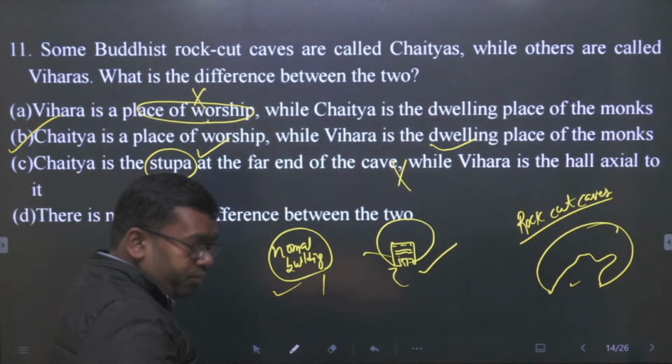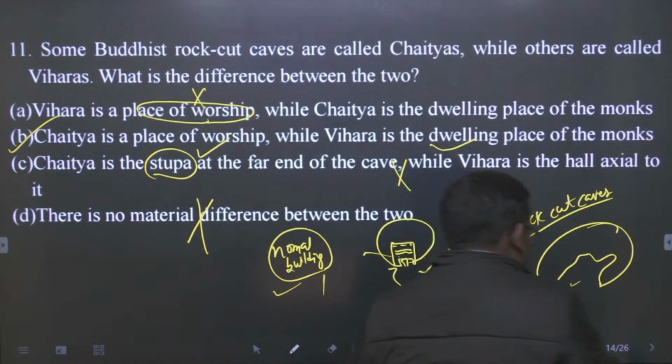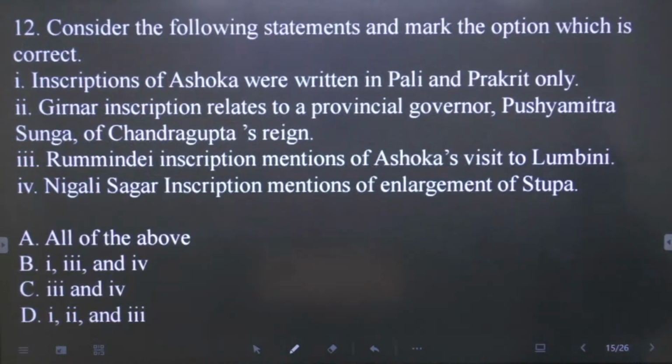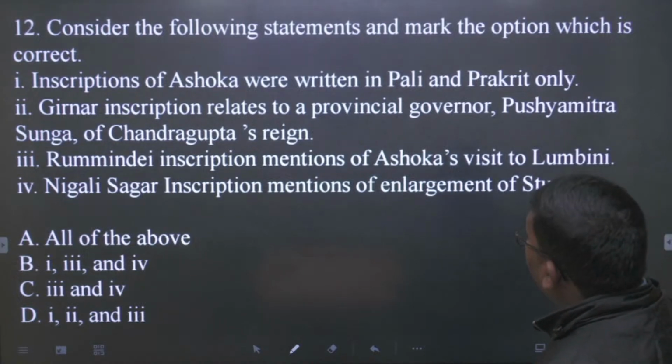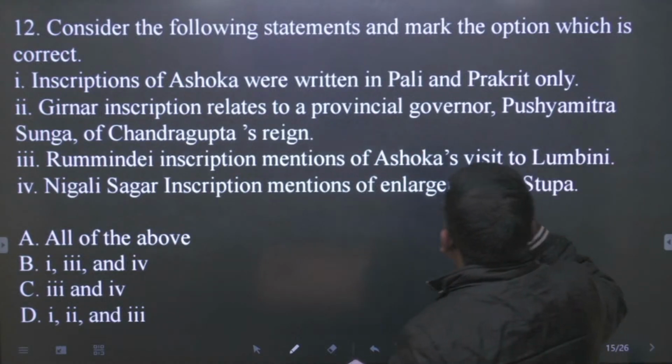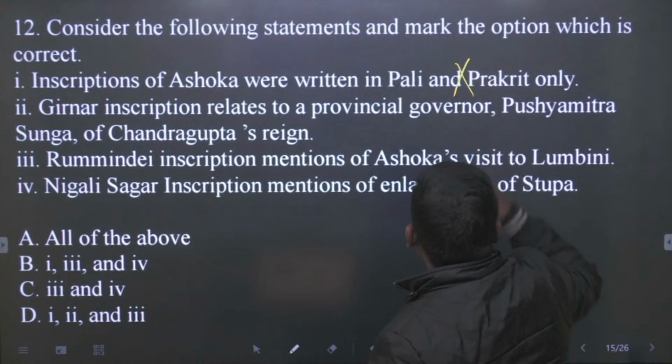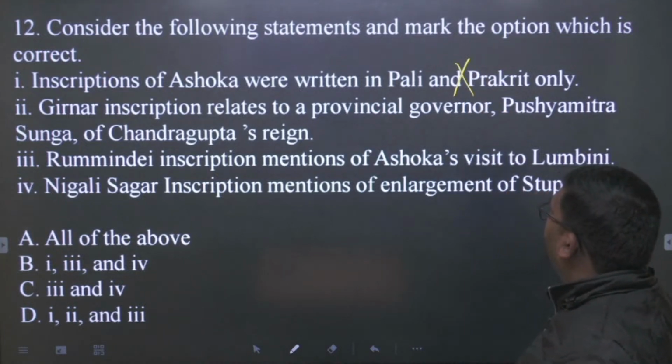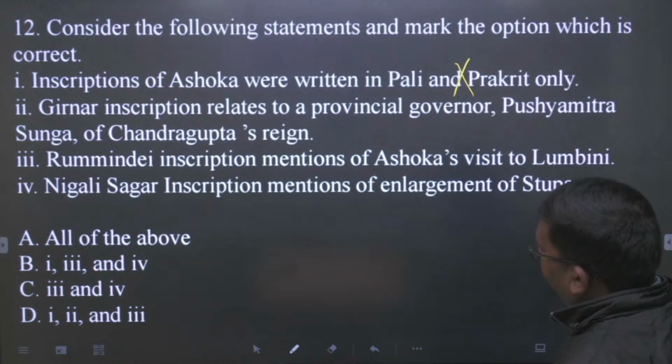Alright, students. Let us discuss the other question here. In this question, consider the following statements and mark the option which is correct. Inscriptions of Ashoka were written in Pali and Prakrit only. What does this statement seem to you? Will it be false or true? Here it asks which is the correct one. Inscriptions of Ashoka were written in Pali and Prakrit only. False. It was not. We have other languages too, so Pali will not be the answer here.